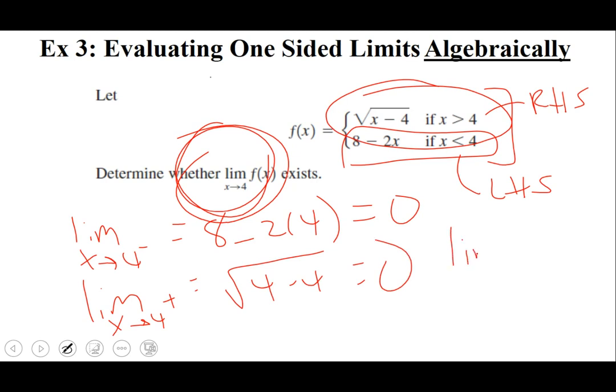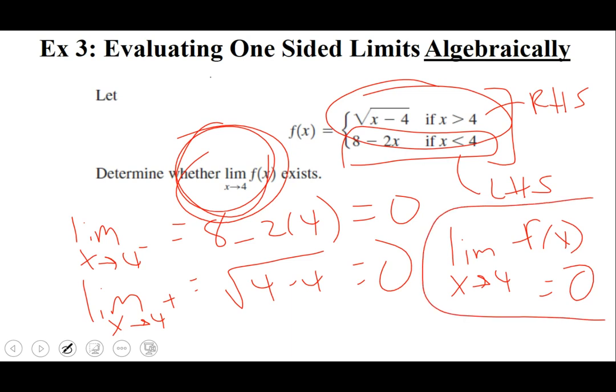So does the full limit as x goes to 4 for f of x exist? Well, it certainly does. Since the left-hand side equals the right-hand side, we can say that, yes, that limit does in fact equal 0. Notice in this case, I didn't have a graph. I didn't ask you for a graph. So some cases will have both. Some cases will require both. And then some cases will be either or.